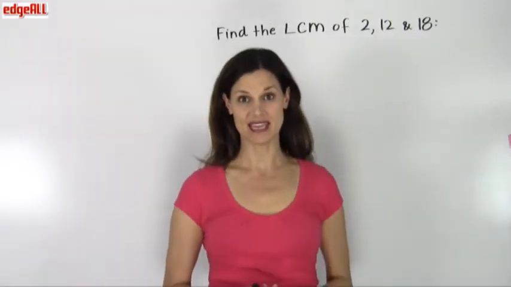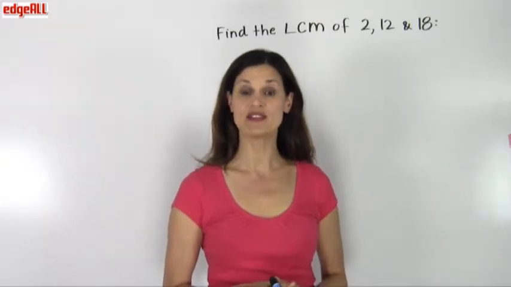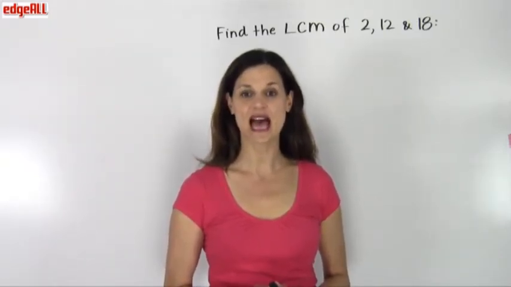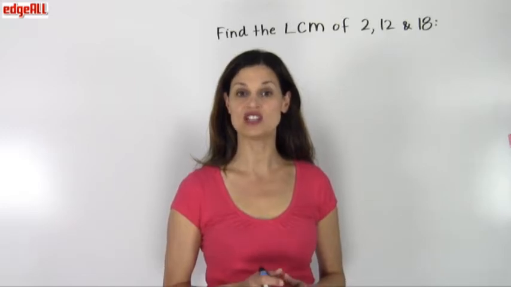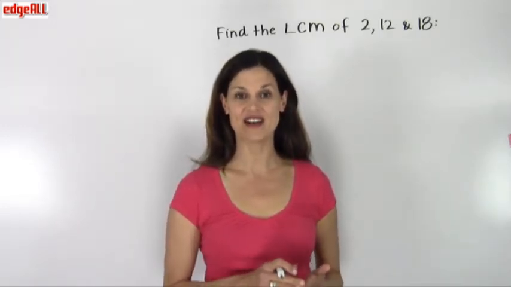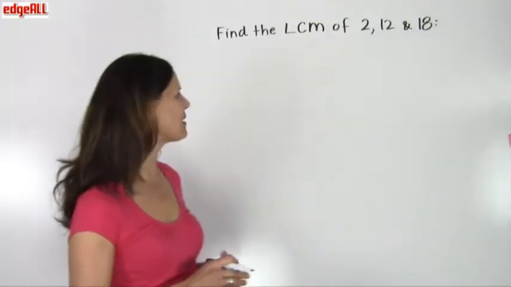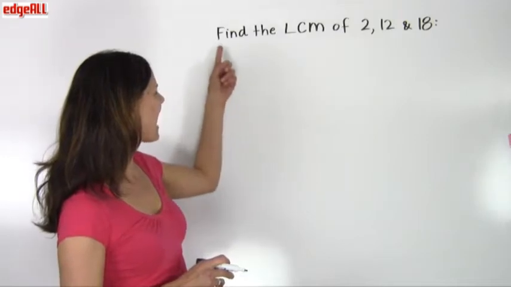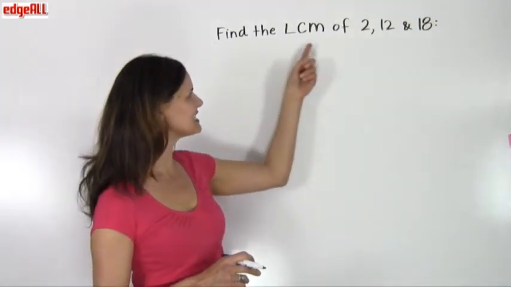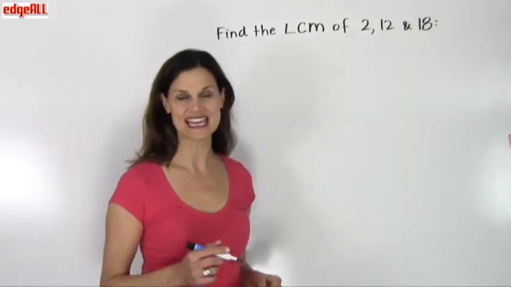In this method, we will keep dividing the numbers by a common factor until we come to a point where we don't find at least two numbers that can be divided by a common factor. Let's take a look at this example. So we are asked here to find the least common multiple of 2, 12, and 18.